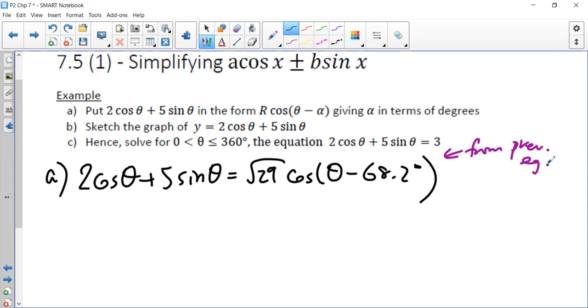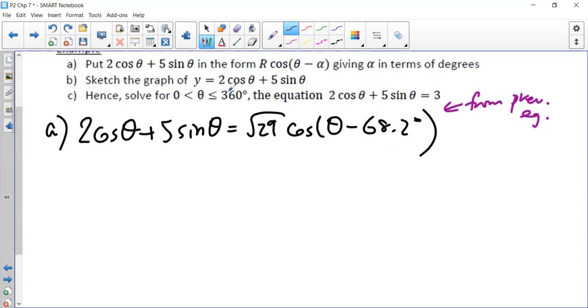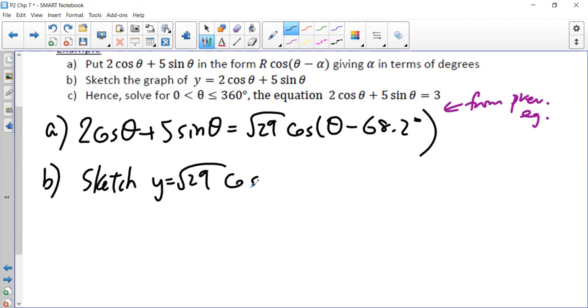All right. So next, part B: sketch a graph of y equals 2 cos theta plus 5 sin theta. We're not going to use 2 cos theta plus 5 sin theta, because we've done the hard work to change it into a two-minute job: root 29 cos theta minus 68.2. So instead of sketching a graph of 2 cos theta plus 5 sin theta, we're going to sketch y equals root 29 cos theta minus 68.2 degrees instead.